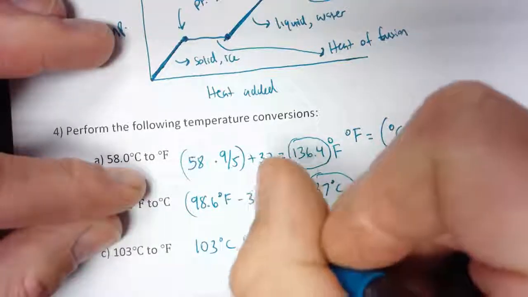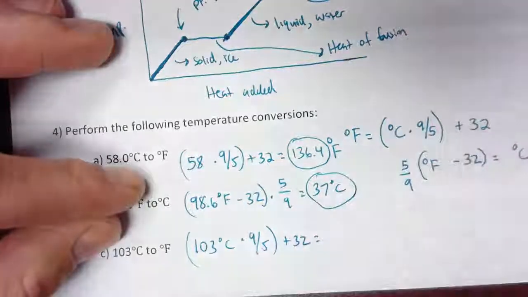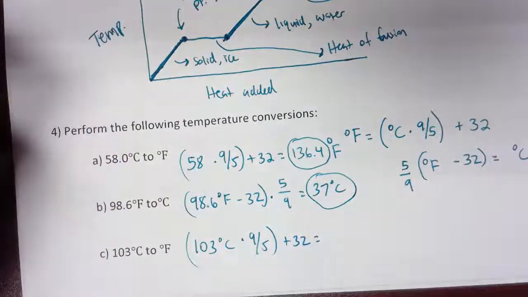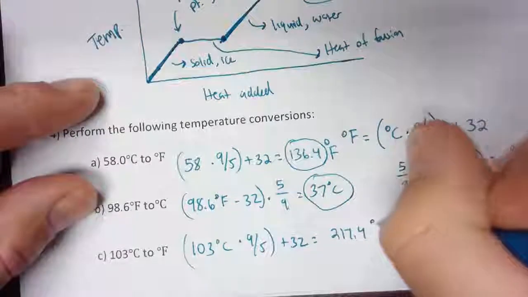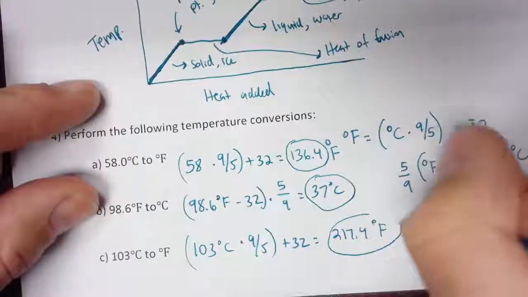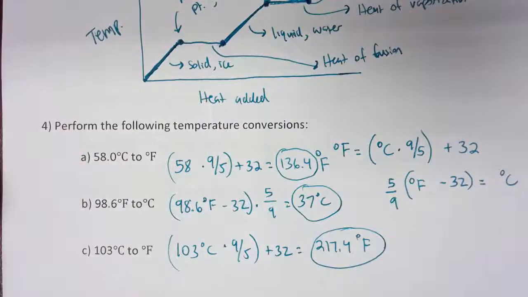Then 103 degrees C times 9/5 plus 32. Not going to do the calculator with that one. That's 217.4 degrees Fahrenheit. Okay, this video is long enough, so I'm going to actually divide this into 2 videos. So we're going to stop right here and pick up with the other one in part 2.